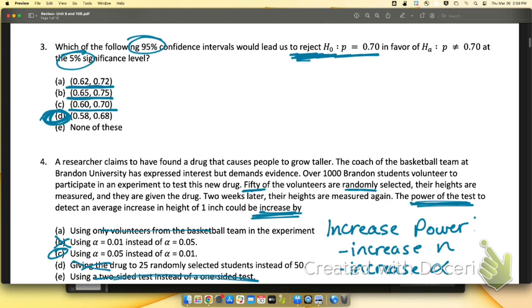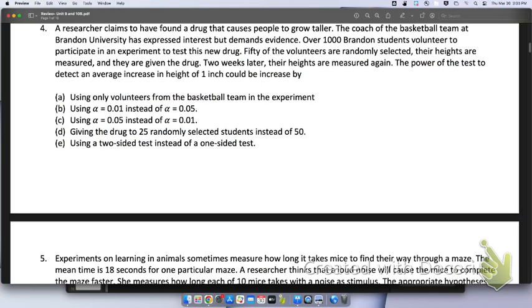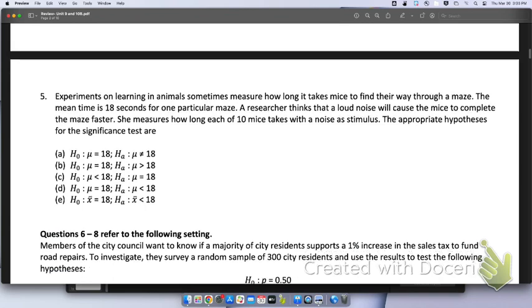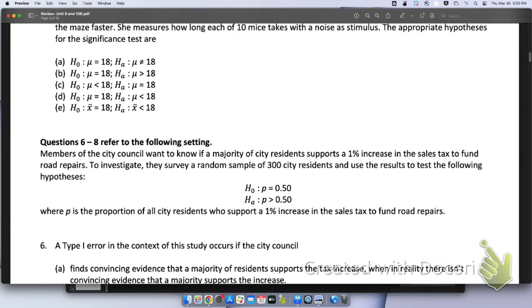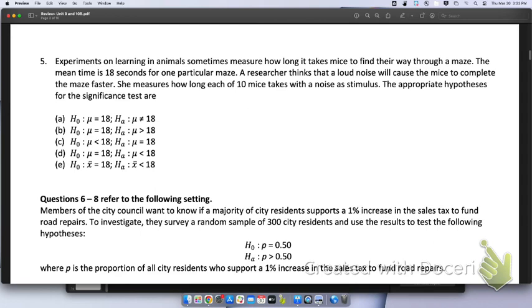Alrighty, number 5. Experiments on learning in animals sometimes measure how long it takes mice to make their way through a maze. The mean time is 18 seconds for one particular maze. A researcher thinks that a loud noise will cause the mice to complete the maze faster. She measures how long each of the 10 mice take with a loud noise as a stimulant.